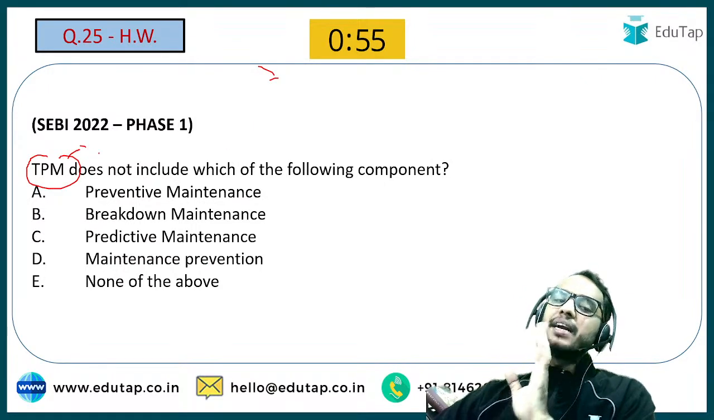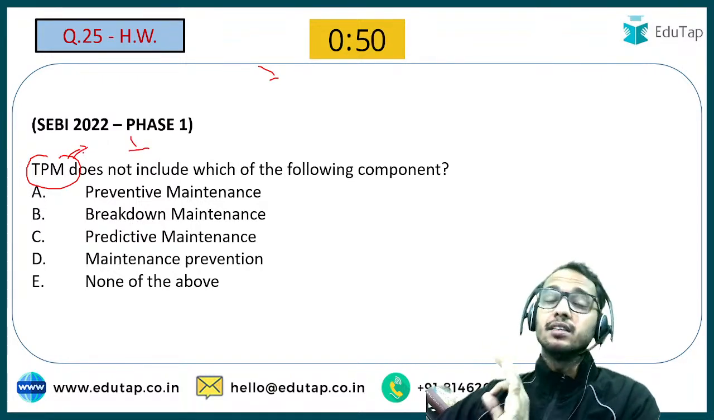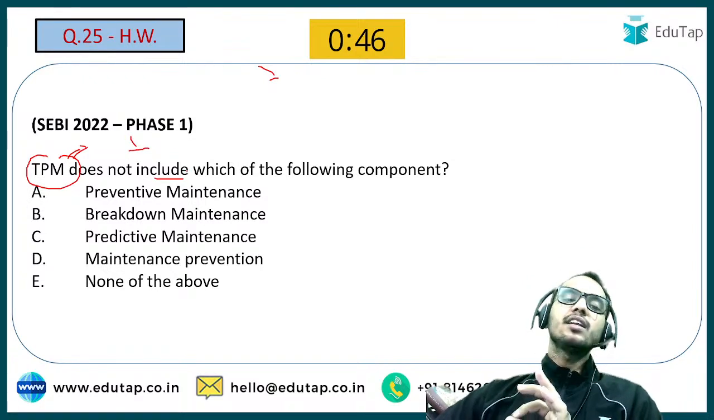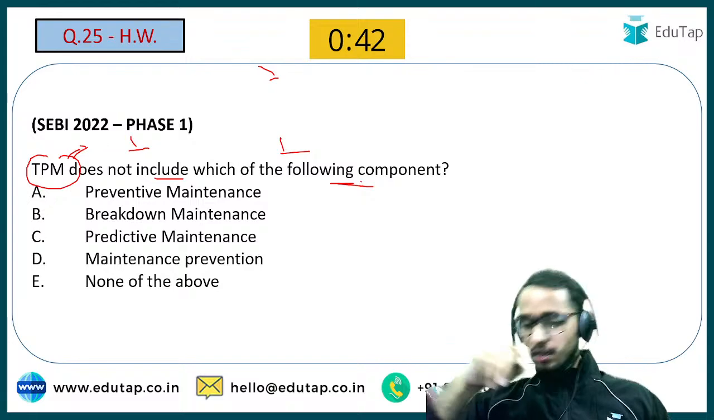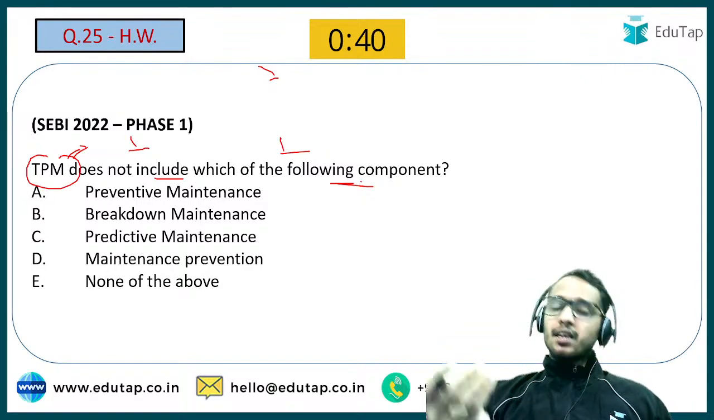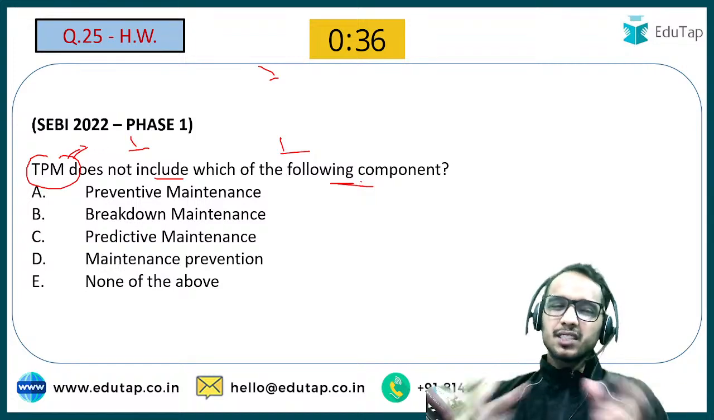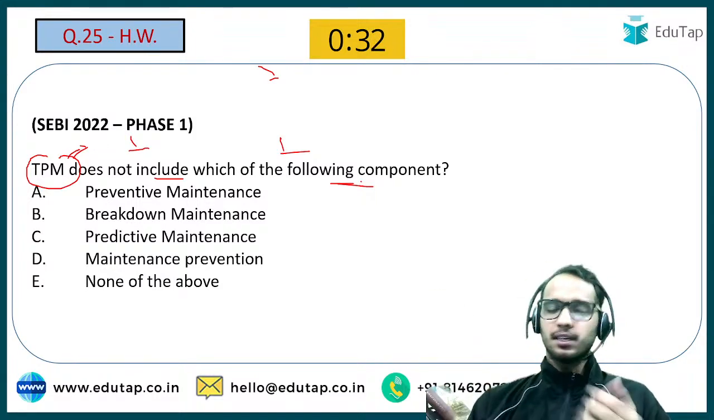TPM, total productive maintenance, does not include, I have given you the hint, total productive maintenance. I'll explain what this is, but you have to give me the answer. Does not include which of the following components? First of all, let's discuss what total productive maintenance is, then we will read the options, then you have to give me the answer. I'm not going to give you the answer here.